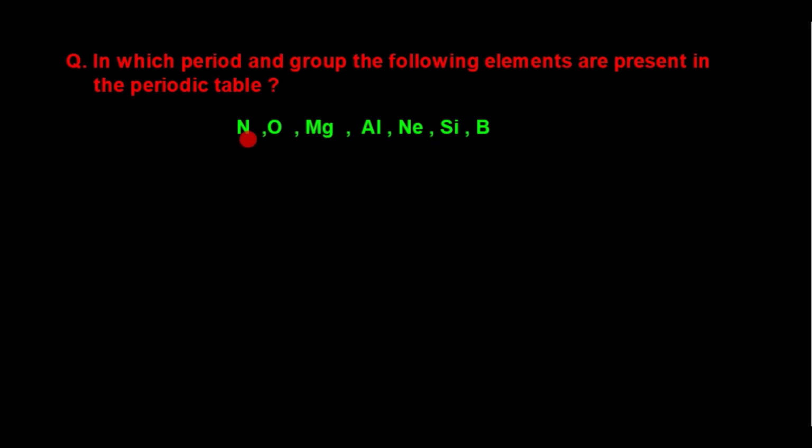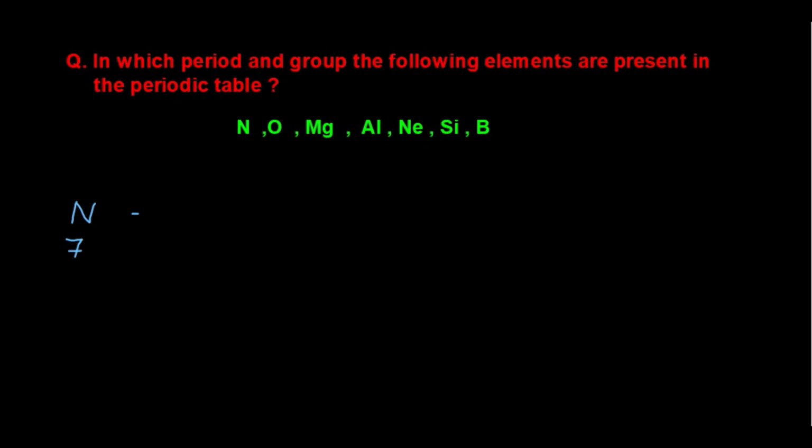Now we will solve this question starting from the first element which is given, that is nitrogen. So in order to identify the period and group of nitrogen, what should we do? First of all, we will write the electronic configuration of nitrogen. Let's start solving the question. The first element which is given is nitrogen. Its atomic number is 7.